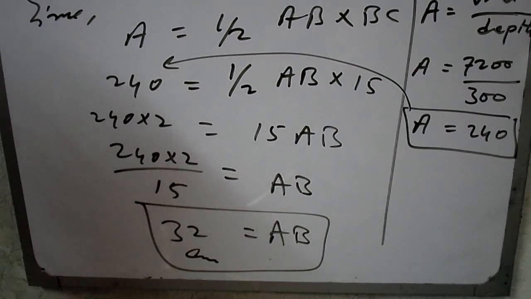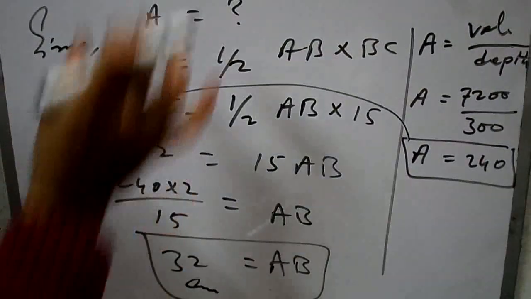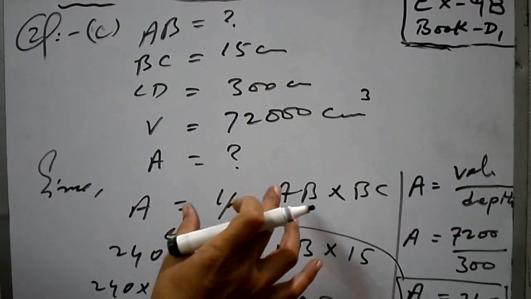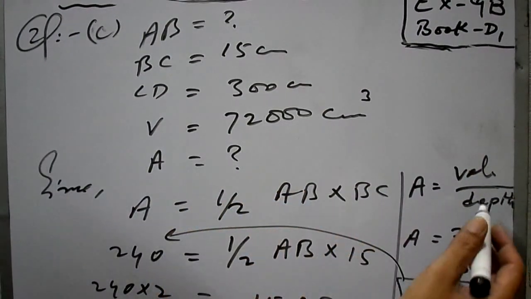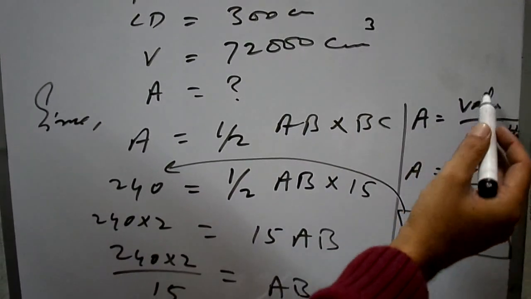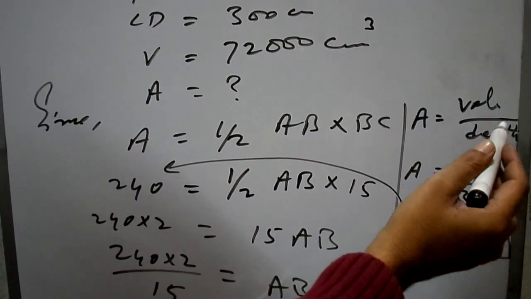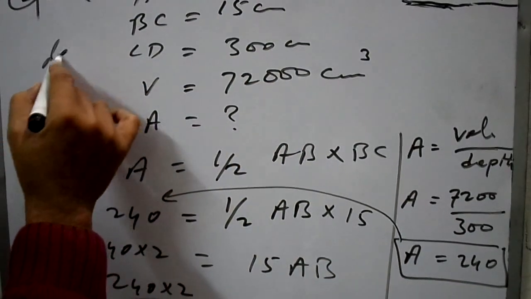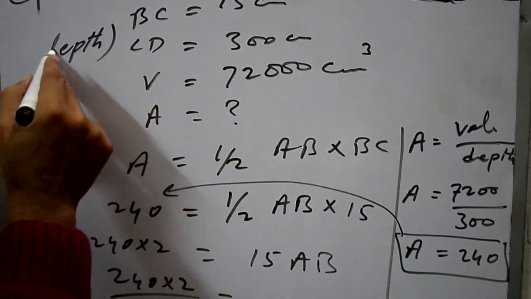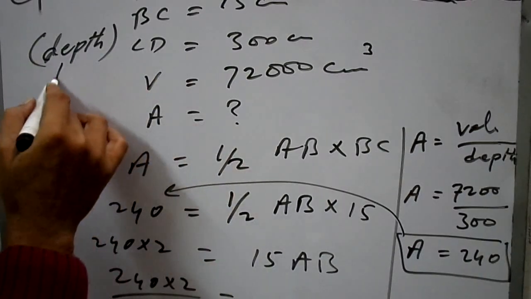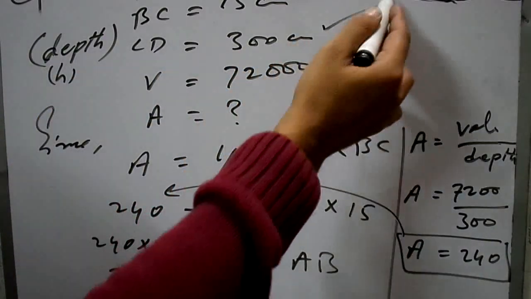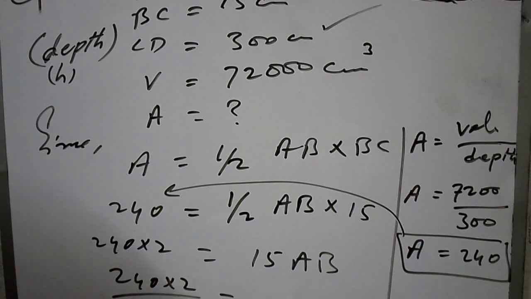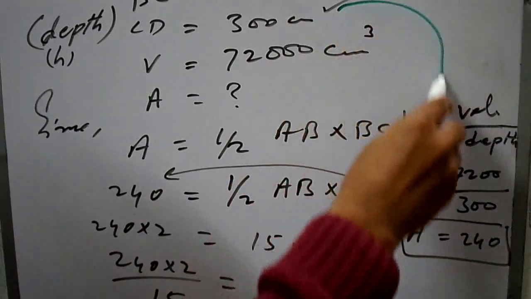So the value of AB is 32 centimeter. In this way we have to find the value of AB in this situation. You can learn another thing, that is area is equal to volume by depth or volume by height. Actually this is your depth, that is CD. So depth or height both are the same thing, so you can use this formula here.